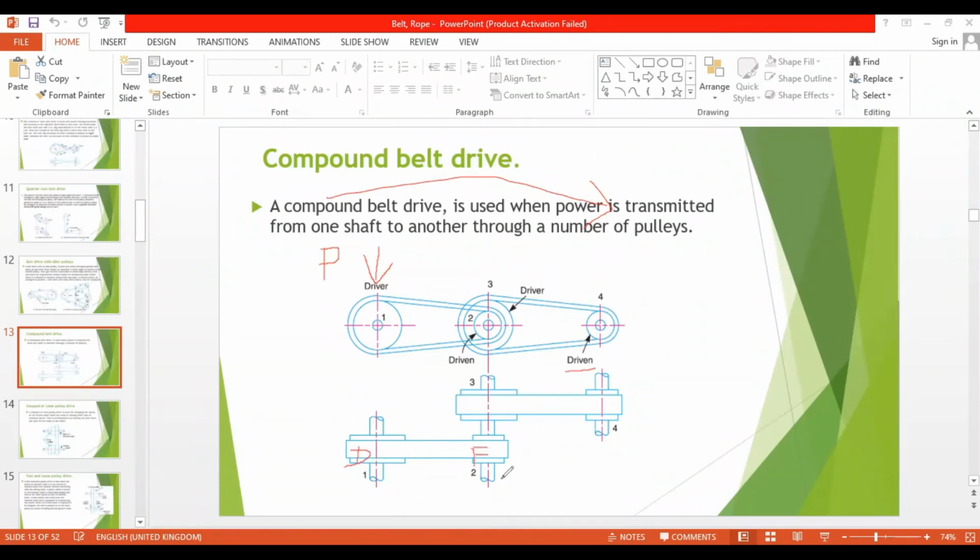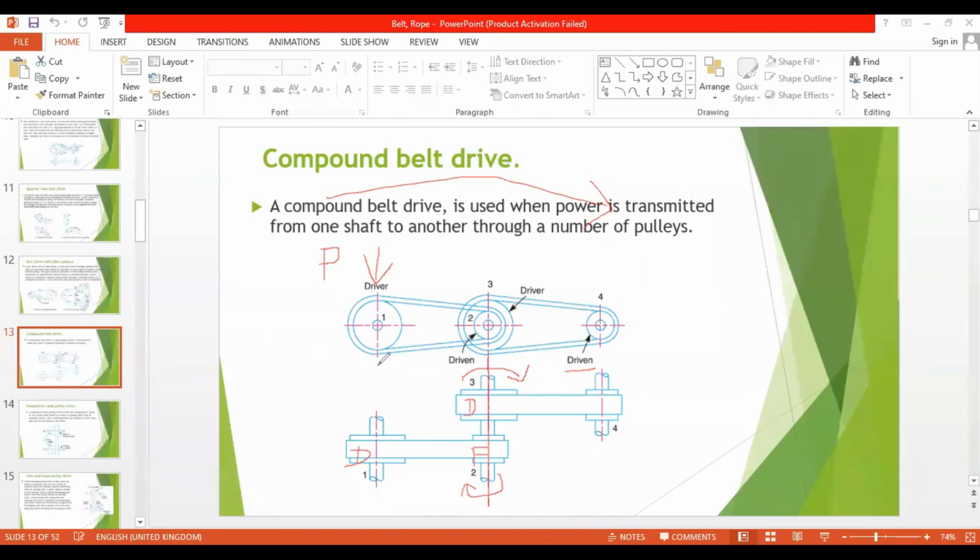All right. But this number 2 follower and the number 3 driver are on the same shaft, right? Due to the action of this follower, this shaft may rotate. Since the driver is rotating, the follower is rotating, the shaft may rotate. When this shaft is rotating, this driver is again going to rotate, right? So now the power from here is transmitted to here, right?